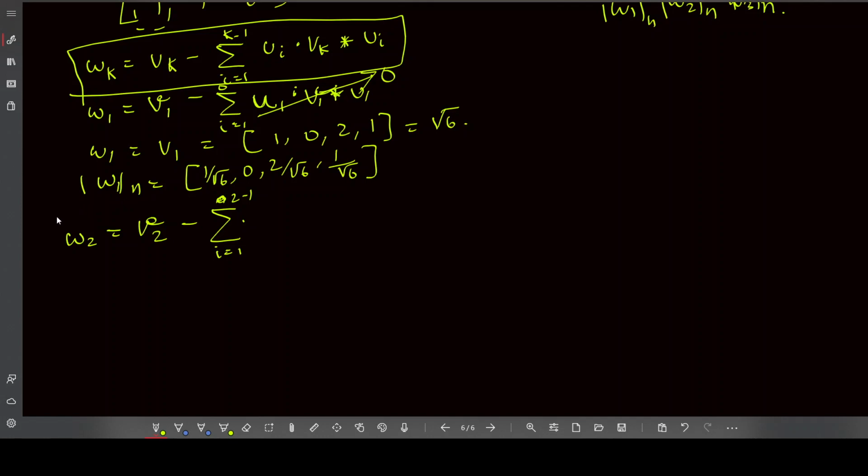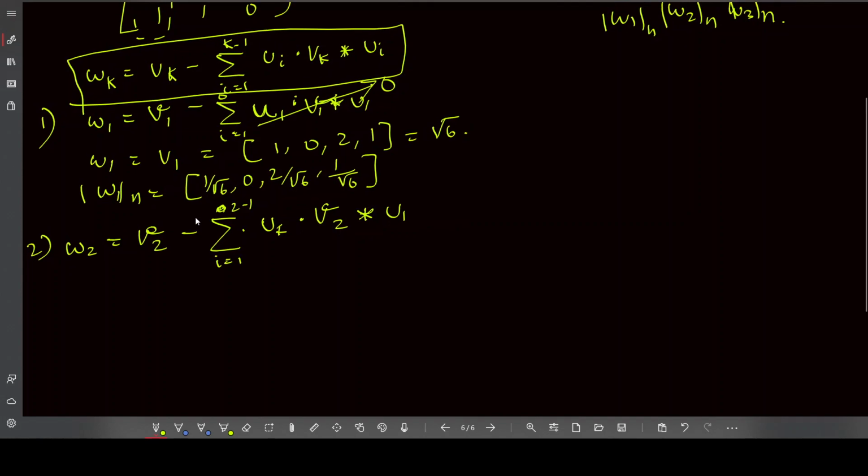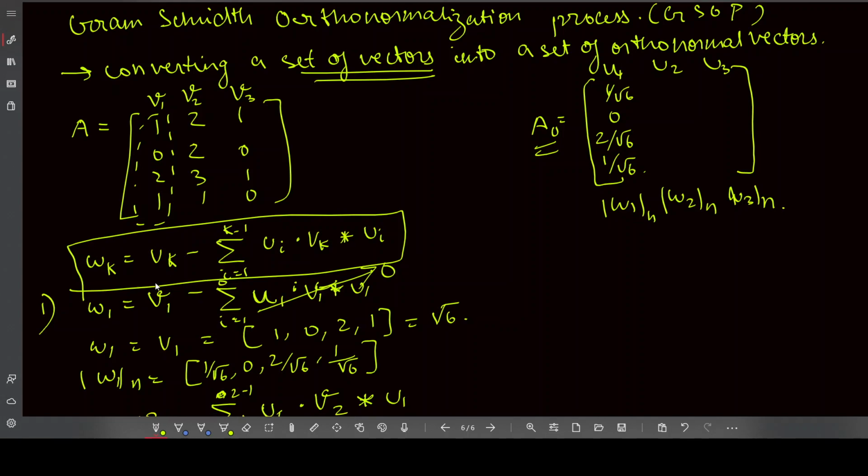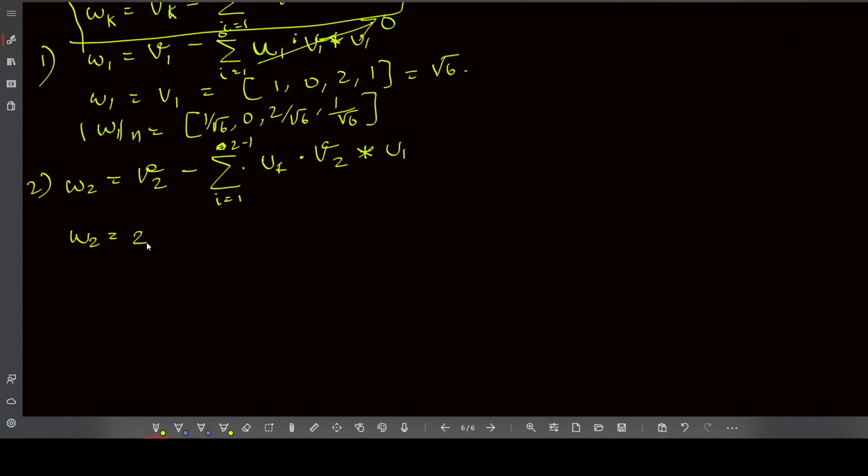K over here in this second iteration is 2. So 2 minus 1, Ui is 1. In the first iteration, it's 1. Okay, u1 into v2 into u1. So this is basically W2 equals V2. What is V2? V2 is 2, 2, 3, 1, right?